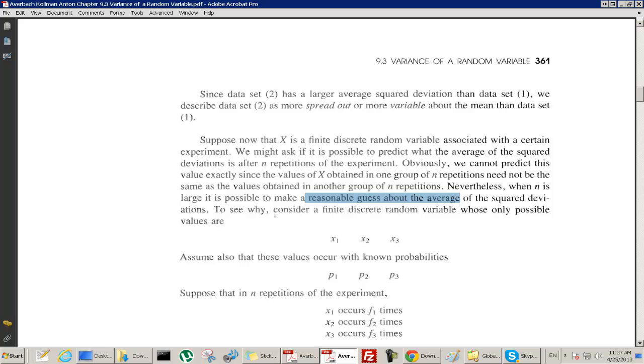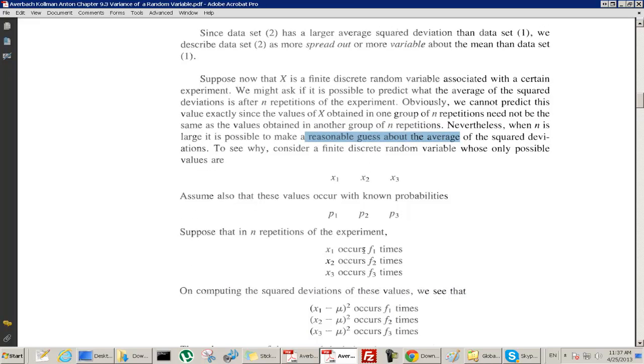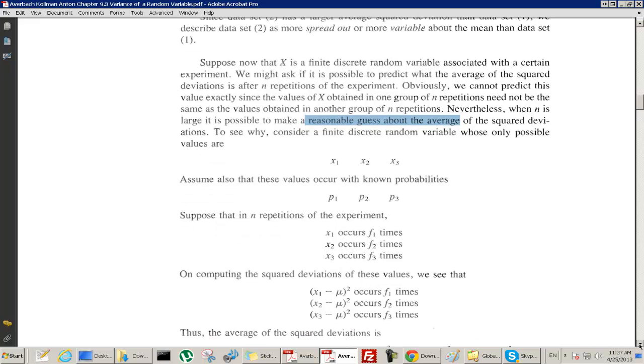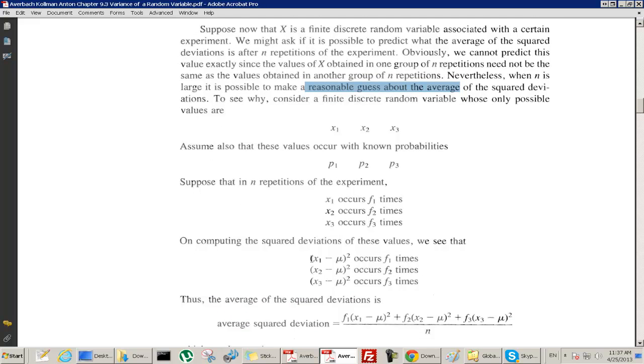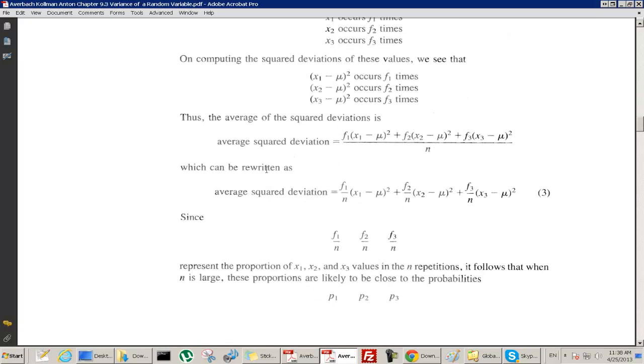To see why, consider a finite discrete random variable whose only possible values are these 3 values. So not like the die where we had 6 possible values. Suppose we just have 3 possible values, and assume that the probability of this one is this, the probability of this one is this, and the probability of this one is this. Suppose that in n repetitions, we get x1 occurring f1 times, x2 occurring f2 times, and so on. If we compute the squared deviations, we'd get x1 minus mu squared occurring f1 times, this one occurring f2 times, and this one occurring f3 times. So when we want the average, we could write it like this, plus this, over n, which can be written like this.